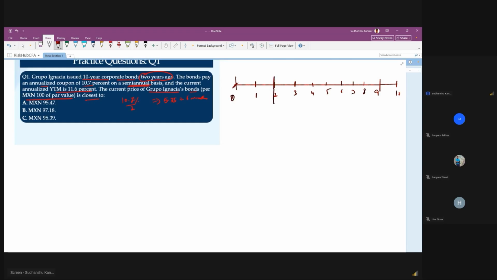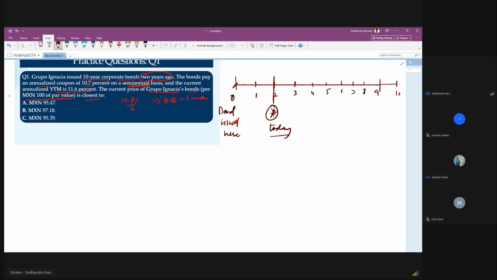2 years ago means I am standing here. This is my position today. The bond was issued here, so write down here: bond issued. But today I am here. This is today. 2 years ago the bond was issued. With me till now?